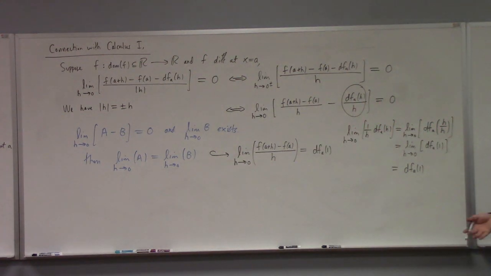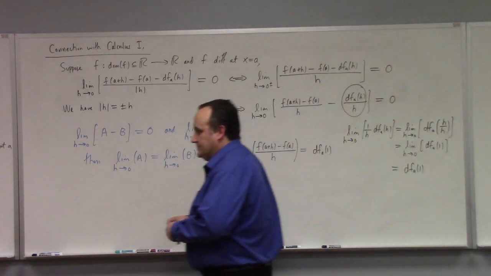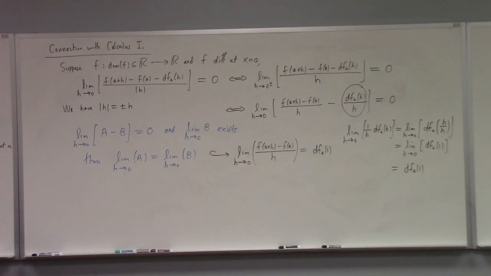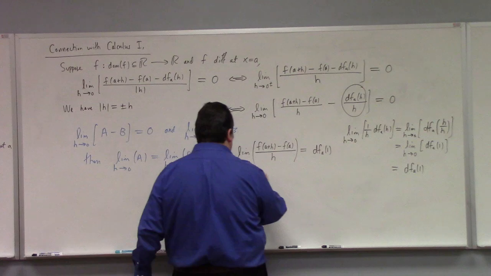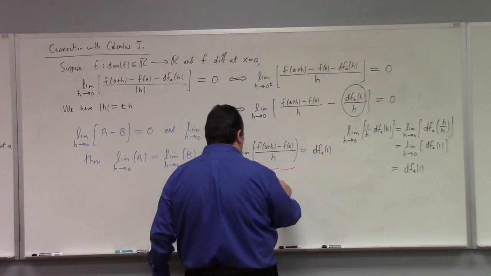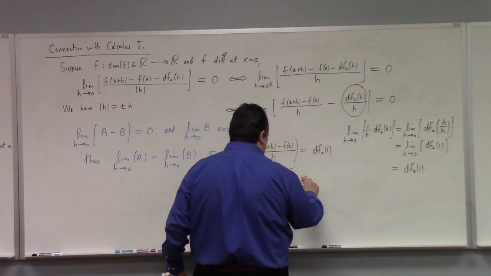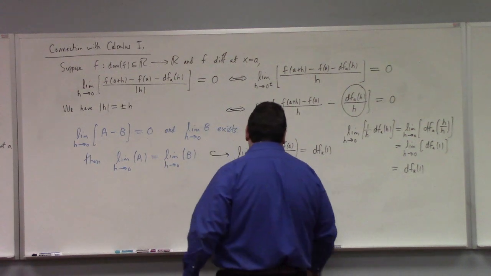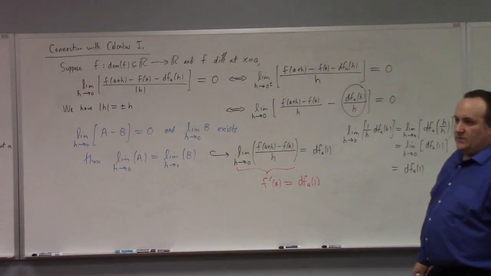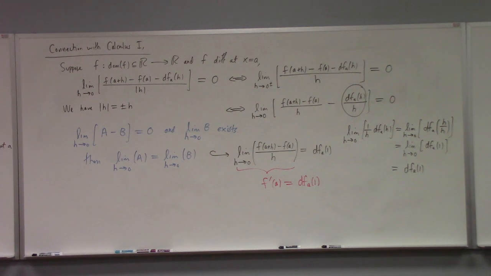What is that? Can you recognize what you're looking at? F prime of a. That is f prime of a, right. Calculus 1. This is the difference quotient definition of the derivative. So we have f prime of a is equal to df_a of 1. So, hey, apparently, if the function is Fréchet differentiable, good news, it's differentiable in the sense of calculus 1. Wouldn't that be embarrassing if it wasn't the case, right? But no, it is the case.